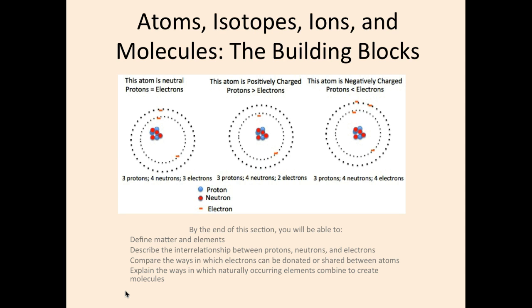By the end of this section, you should be able to define matter and elements, describe the interrelationship between protons, neutrons, and electrons, and compare the ways in which electrons can be donated or shared between atoms to create bonds, as well as explaining the ways in which naturally occurring elements combine to create different molecules.